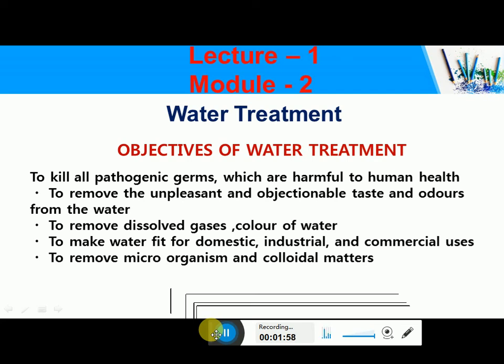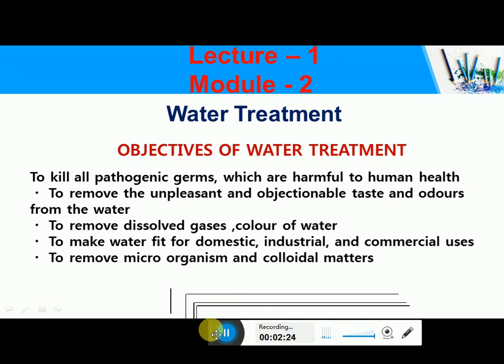health, and to remove the unpleasant and objectionable taste and odors from the water, because water, as you know, is a universal solvent. It may be mixed with many impurities which might have come along its way during its travel, and whenever rainfall occurs and it travels, it may reach the rivers and streams, which are the source of our water. So it may have dissolved impurities.